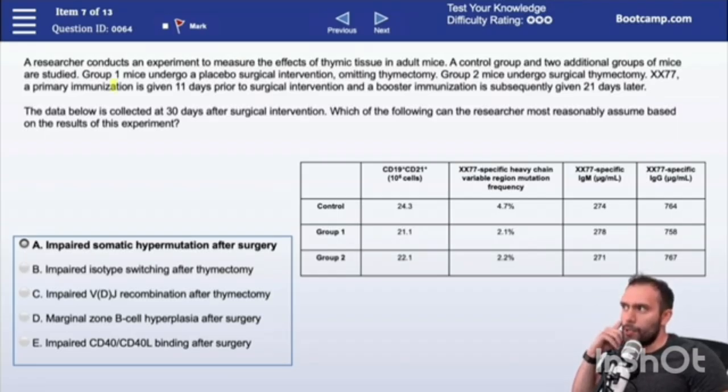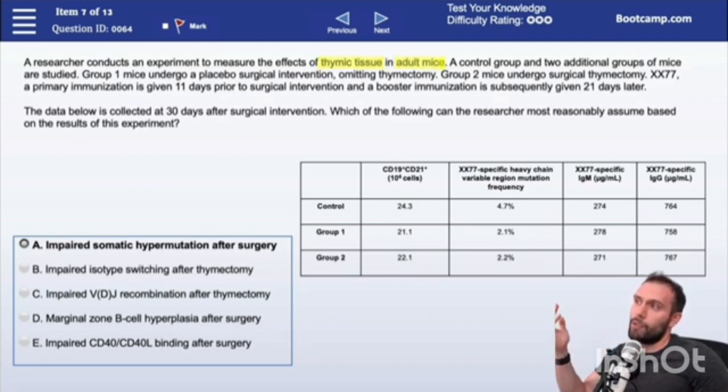So, a researcher conducts an experiment to measure the effects of thymic tissue in adult mice. And again, you might not necessarily think of this the first time reading this, but thymic tissue in adult mice, right? When you think about thymic tissue, you think about it more so in newborns, right? Interesting that they're talking about adults here.